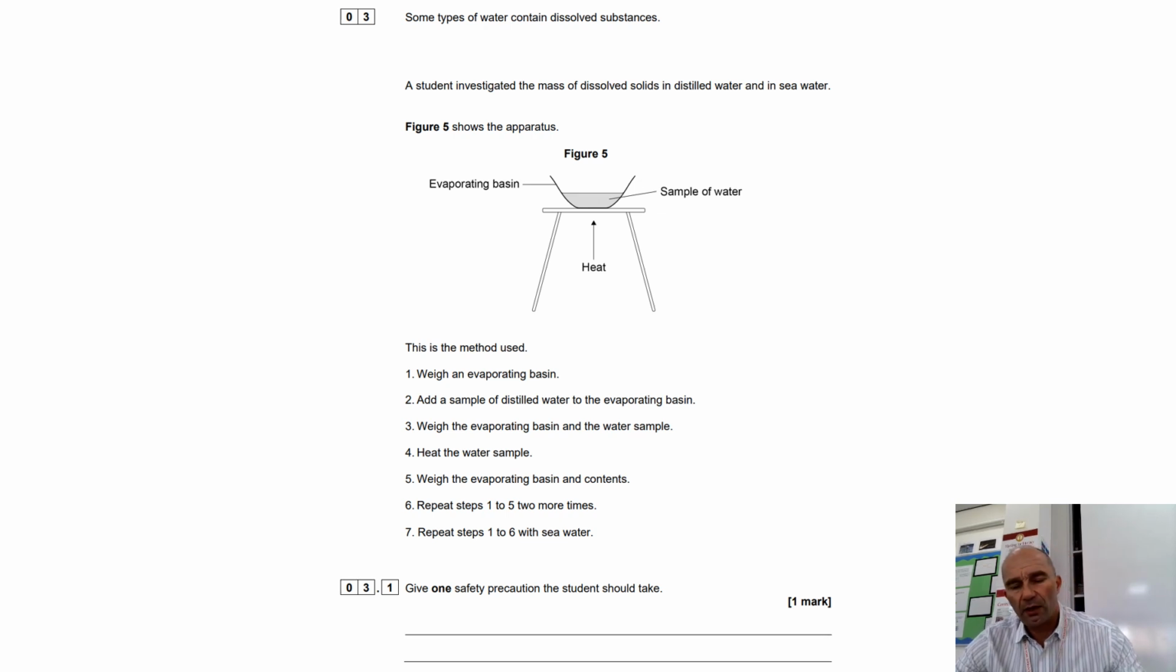The obvious one here, because we're using a Bunsen burner and we're heating things, is to wear safety goggles, or just goggles. The other possibility could be to tie hair back, which is clearly not a problem for me. Go with safety goggles every time.